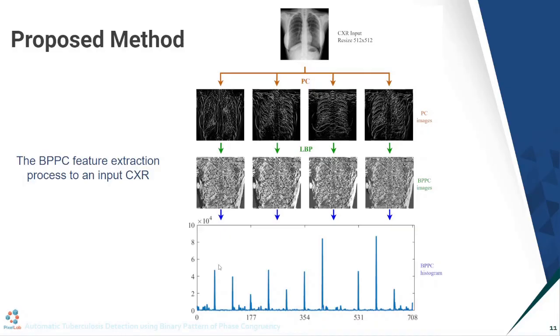To achieve the objective of our proposal, we build a neural network model powered by features of binary pattern of phase congruency. Binary pattern of phase congruency, BPPC, is an adaptation of the local binary patterns, or LBP, where the intensity value needed to calculate the traditional LBP is replaced by the phase congruency, PC, value in the corresponding pixel.